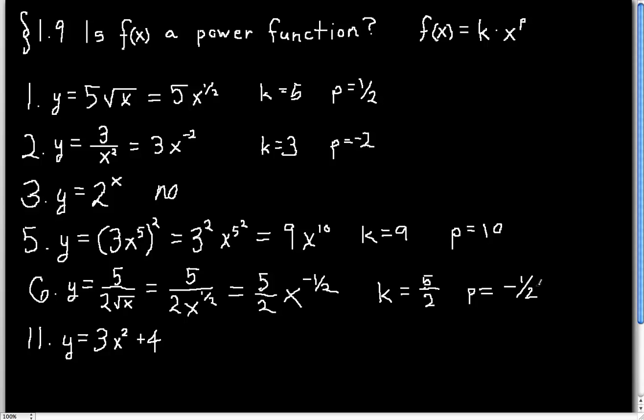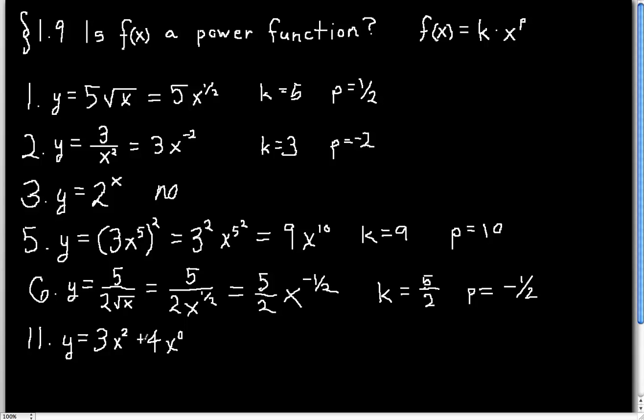Alright, one more example. Number 11. Is number 11 a power function? It turns out the answer is no in this case. You might be able to say that 11 is the sum of two power functions because 3x squared by itself is a power function. The constant is 3 and the power is 2. Even the constant 4 by itself, you could think of this as a power function. You could think of this as 4 times x to the 0, right? Because anything to the 0 is always 1.